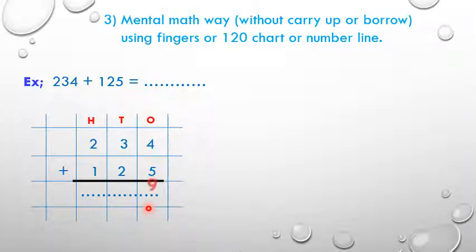And in tens place, 3 plus 2. Put 3 in your mind and 2 in your fingers. After 3, 4, 5. It will be 5 only. In hundreds place, 2 plus 1, it will be 3. This number is called 359.